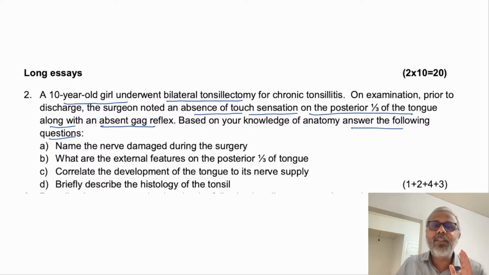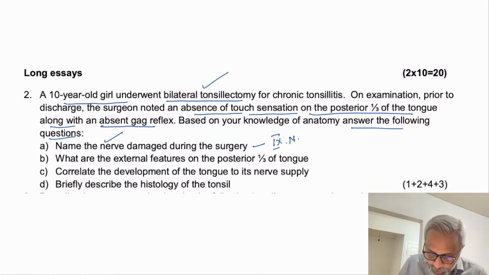Now let's see if the question is related to the glossopharyngeal nerve or something else. First, name the nerve damaged during surgery. Bilateral tonsillectomy, absence of touch sensation from the posterior one-third of the tongue, absence of gag reflex. All this points toward which nerve? The ninth cranial nerve or the glossopharyngeal nerve.